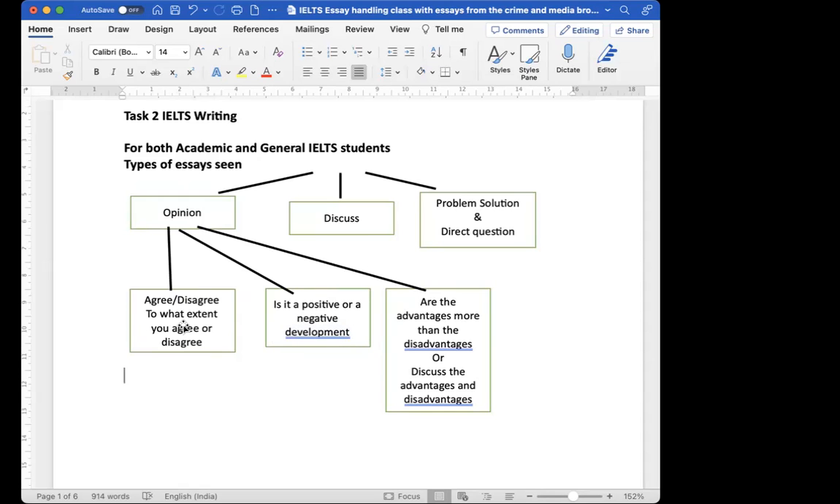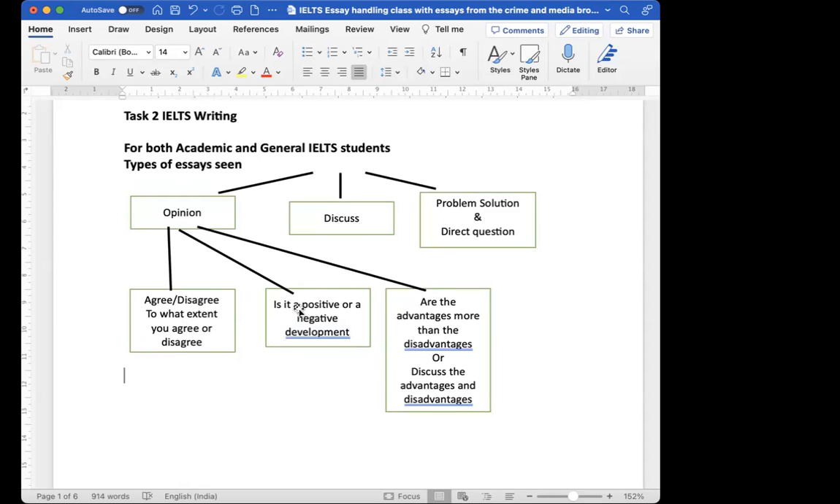In an agree and disagree essay, supposing I am saying that chocolate is good for health. Somebody is saying something, and then you have to give your viewpoint and say whether you have the same opinion as that person, or you have a different opinion. Do you agree or disagree? Now, is it a positive or a negative development?